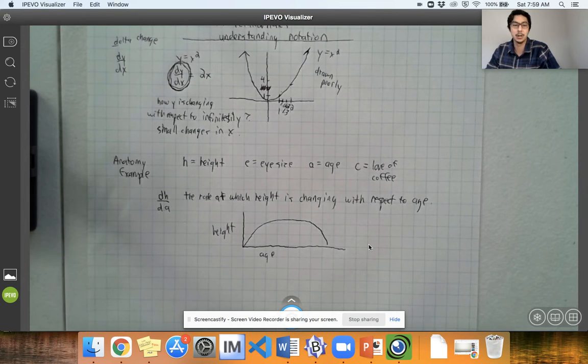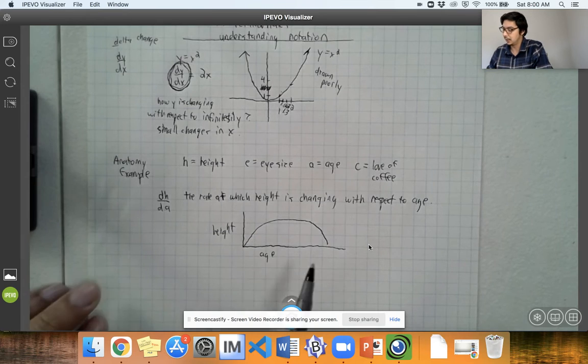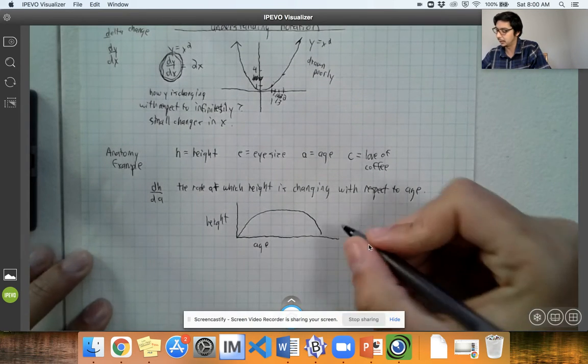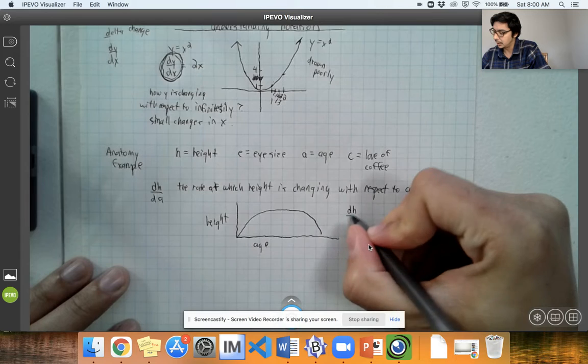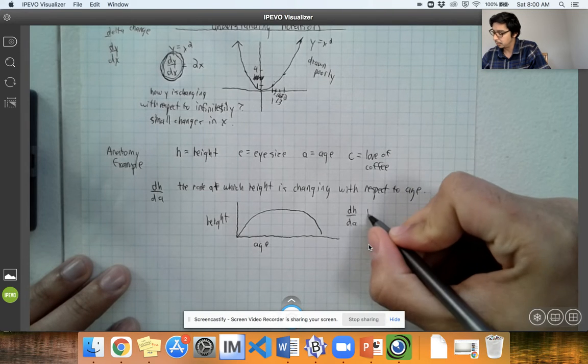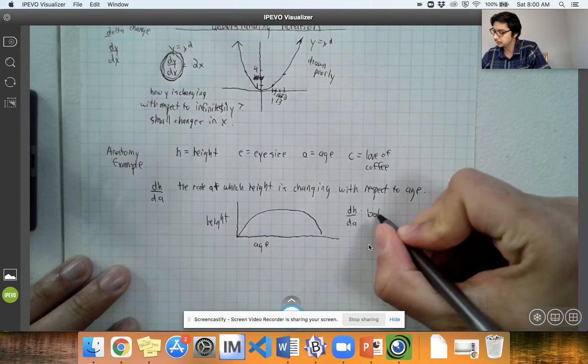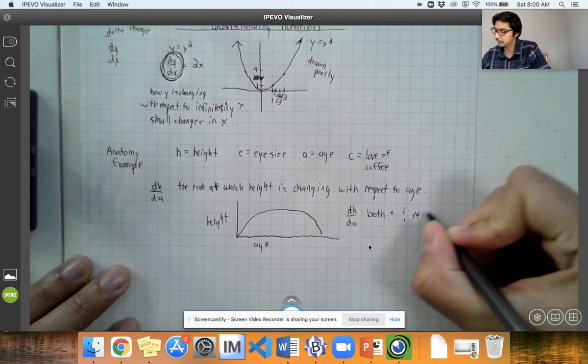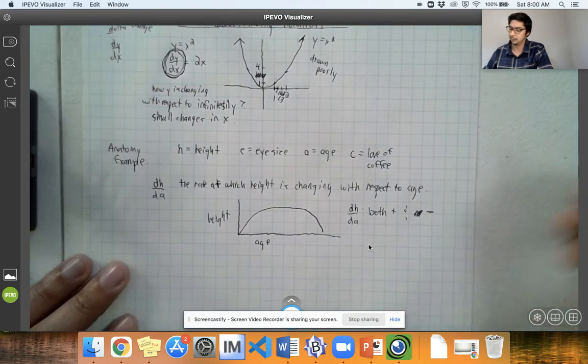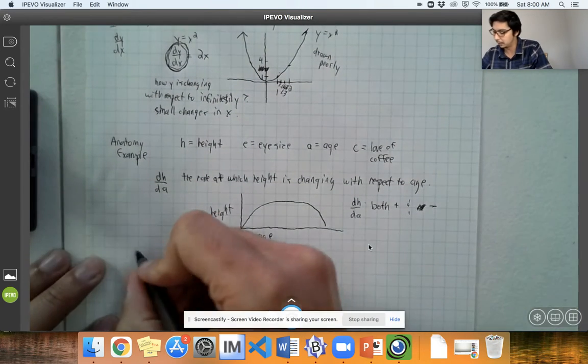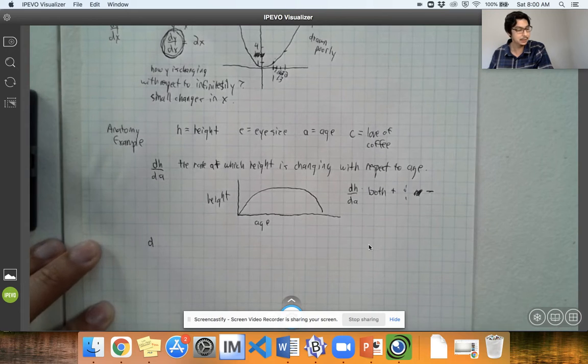Compression. Yeah, I think it's compress, not contract. So you can see that dH/dA would look something like that, where dH/dA is both positive and negative at different times. Okay. What about another one? Let's say, what if we looked at dE/dA?